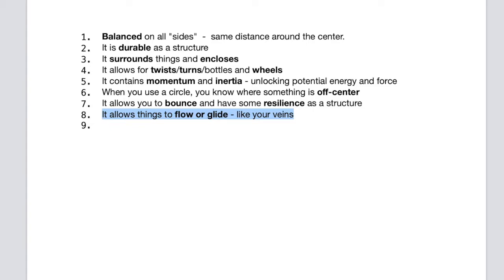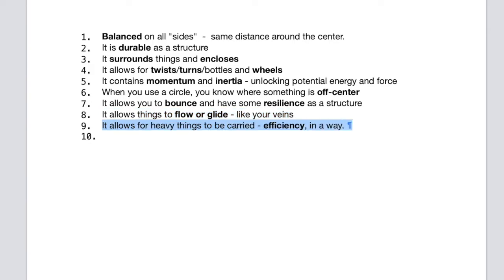It allows things to flow or glide the way your veins are really circular. If you cut one, it would have a round shape to it. So tubes, pipes, and things that flow where we usually have water, or in our case, in our body, blood, we will have things flowing. So it gives efficiency, and it allows things to run more smoothly.